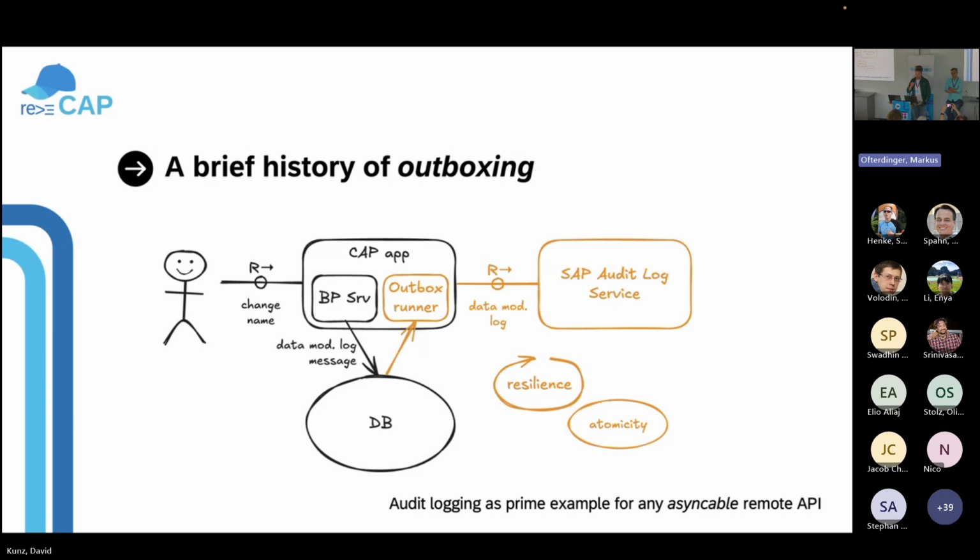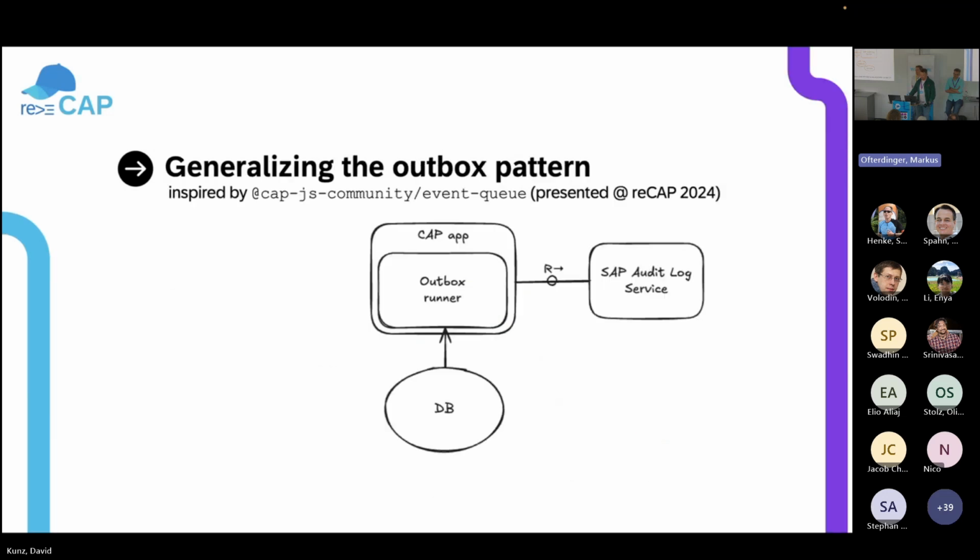And also the phantom events that we heard about. There's also the situation that you write an audit log to the audit log service, and then for some other reason you have to roll back the transaction. Then you would actually have to tell the audit log service that was a false audit log, right? So you have both directions. And that's how we then came up with this outbox pattern.